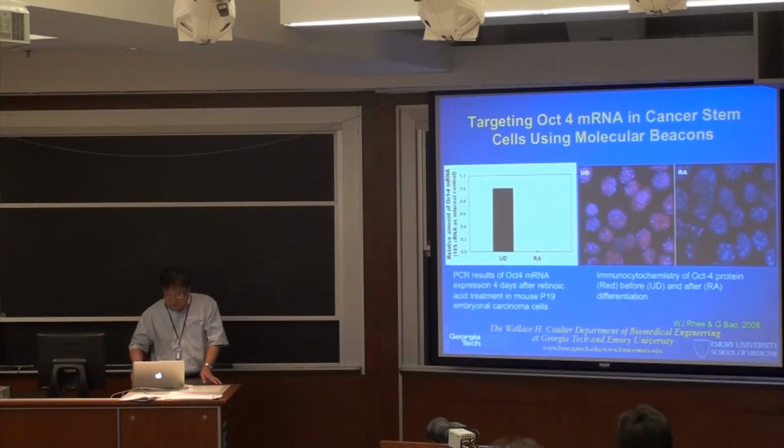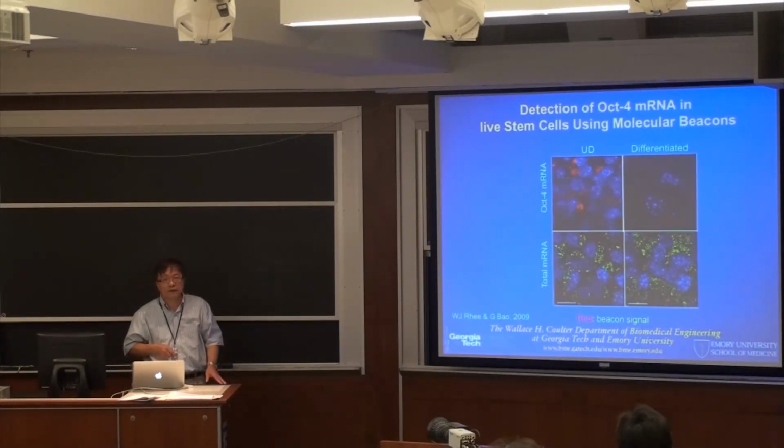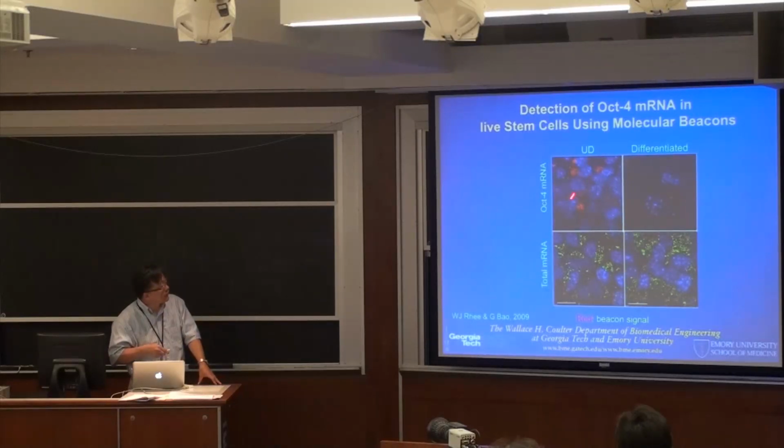So we use this feature in designing a beacon. The red signal is from the molecular beacon we designed targeting OCT4. This is in stem cells, and this is in differentiated cells. After differentiation, as I showed you, the OCT4 level is very low, which is why you have a very low fluorescent signal. Now, if you use a dye to visualize all messenger RNAs, there's no difference between stem cells and differentiated cells, just to show the specificity.